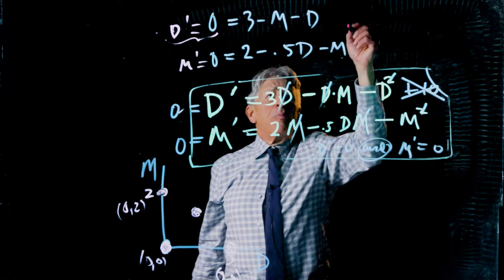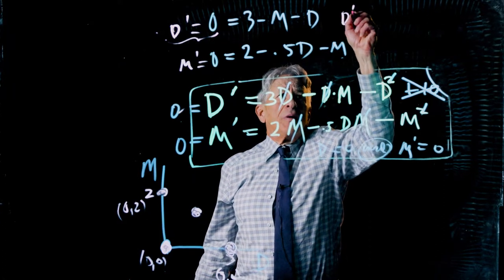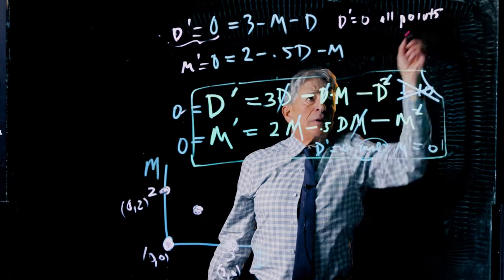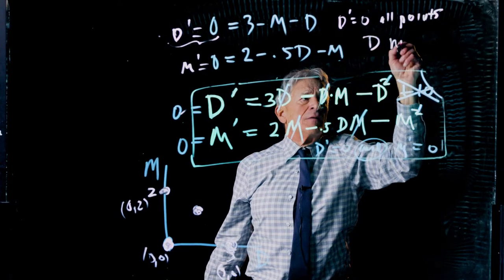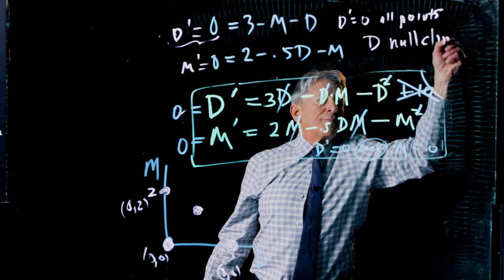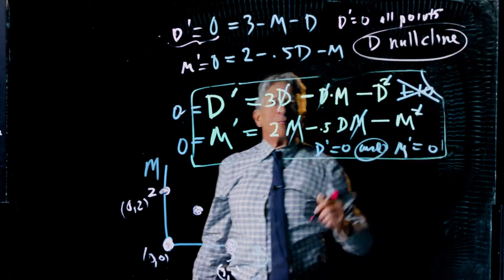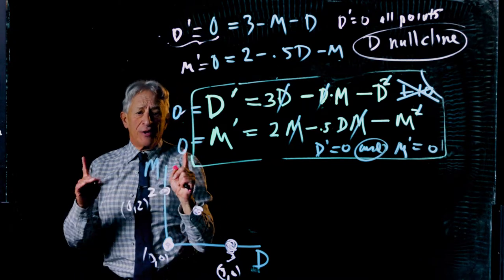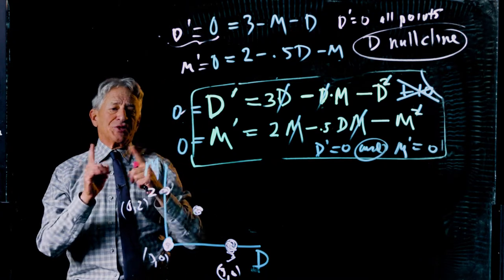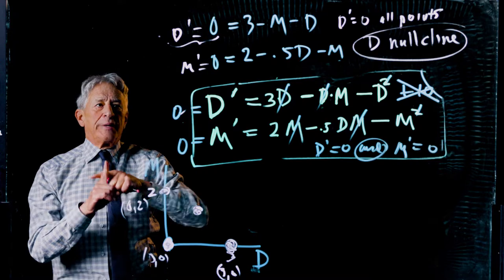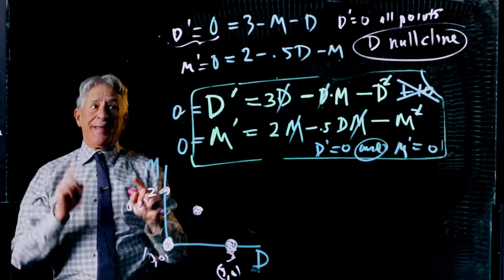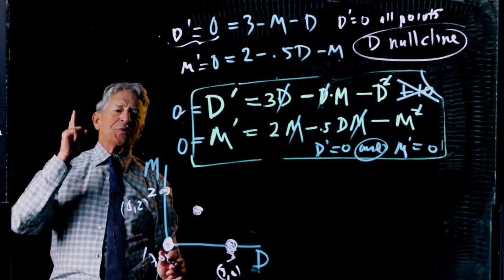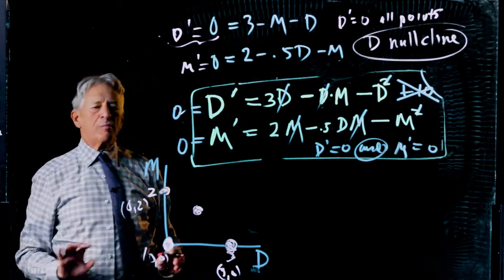And the set of all points for which D prime equals 0 is called the D nullcline. The set of all points for which D prime equals 0. In other words, half of the definition of an equilibrium point. An equilibrium point is D prime equals 0 and M prime equals 0. The D nullcline is just the first clause, D prime equals 0.